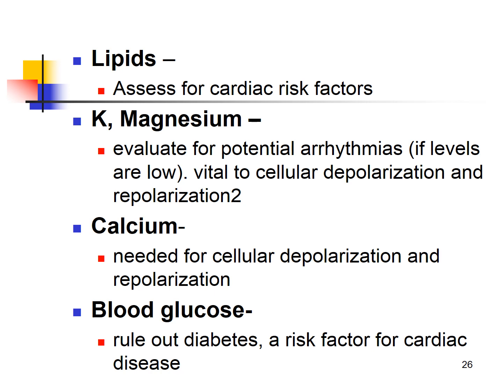Potassium and magnesium are also very important because we need to evaluate for potential dysrhythmia. If the levels are low or the levels are high, they can lead into problems. So it tells us, making sure that we monitor this level. Calcium is needed for cellular depolarization and repolarization. It also plays a role in blood clot. Blood glucose, individuals that have high level of glucose have a risk for cardiac disease. So we want to always rule out diabetes. All right, next slide.